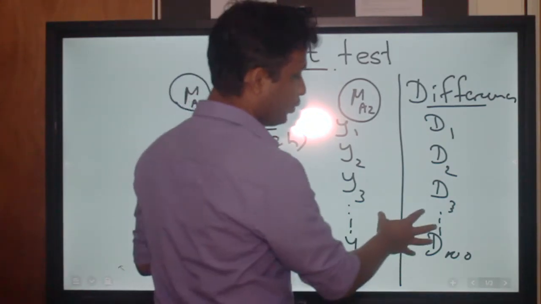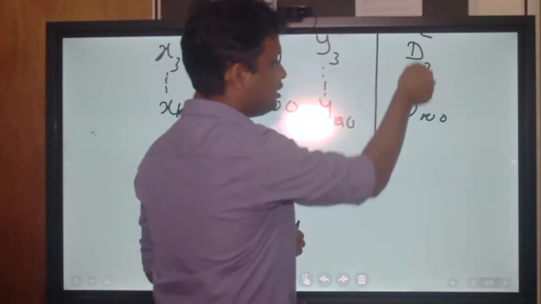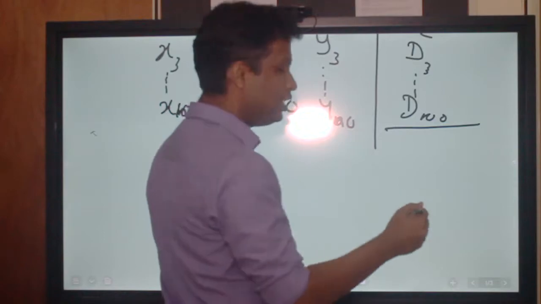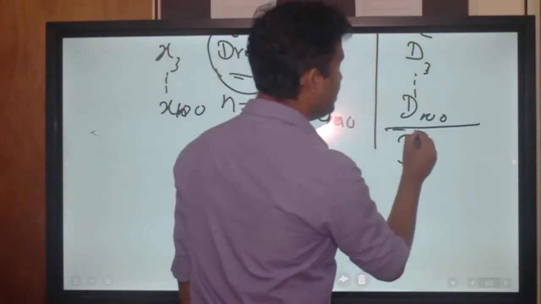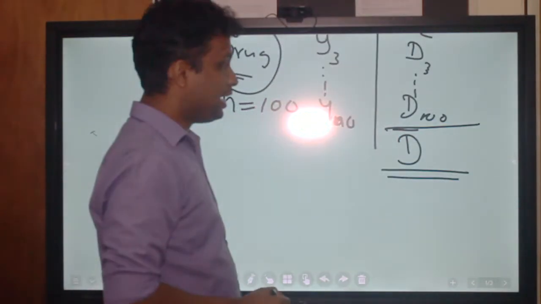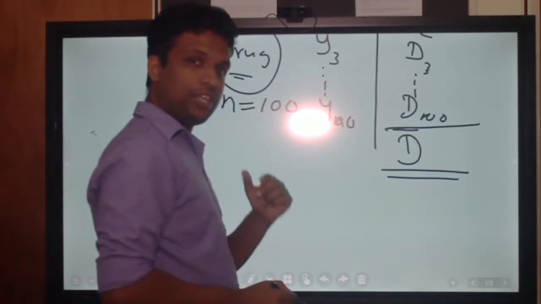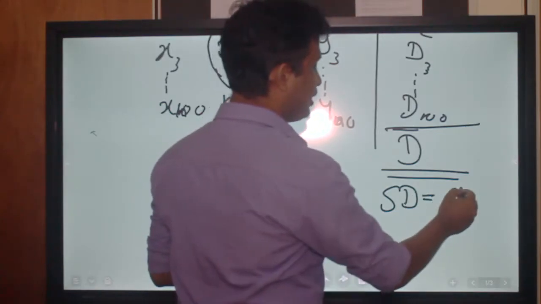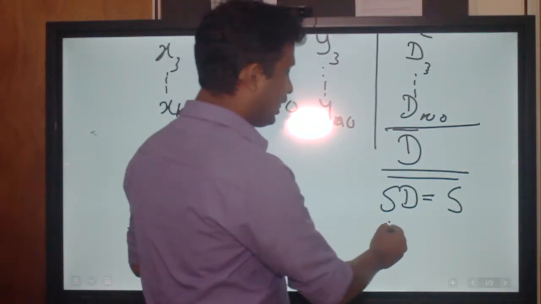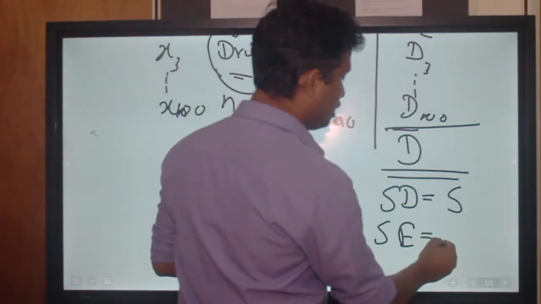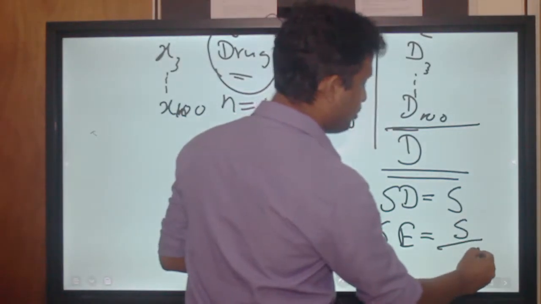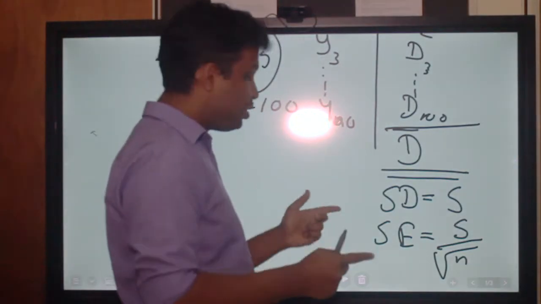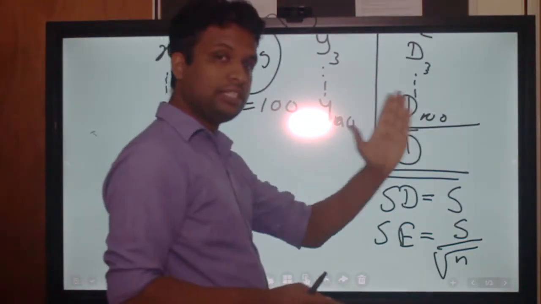Now what we can do is, in this differences column, we can calculate the mean, which we can call D bar. And in this specific column, we can calculate the standard deviation. We name that as S. And we can calculate standard error, which is S divided by square root of n. Now, if we know this, we can calculate the null distribution.